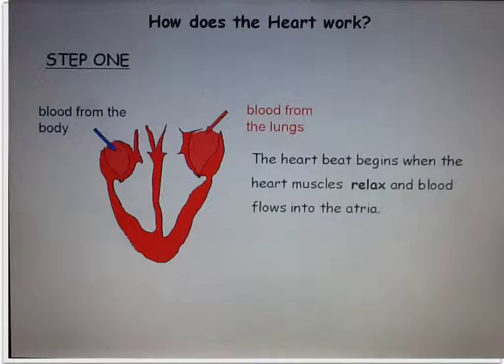So now that we've looked at the big picture of the circulatory system, we're going to look at how the heart works. Recall from earlier that the top 2 chambers of the heart are called atria. Step 1 of blood flowing through your heart is that the heartbeat begins when the heart muscles relax and blood is able to flow into the atria. It might be flowing from the lungs, in which case that blood is red, or it might be flowing from the body, where it dumped its oxygen to your body cells. Either way, when that first heartbeat starts, that's when blood enters the heart from those 2 locations.